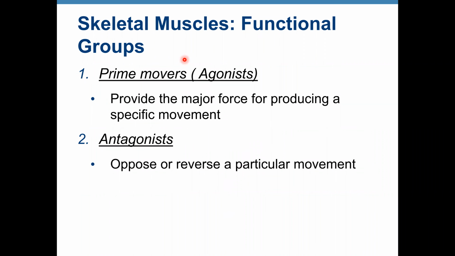So when we're talking about skeletal muscle, we can divide muscles into several functional groups. Prime movers or agonists. An agonist provides a major force for producing a specific movement. And then we have antagonists. Anti means opposing something, right? Those muscles oppose or reverse a particular movement of the agonist.